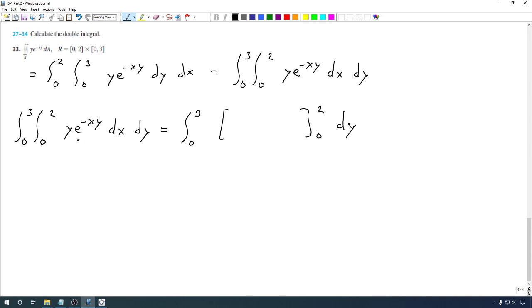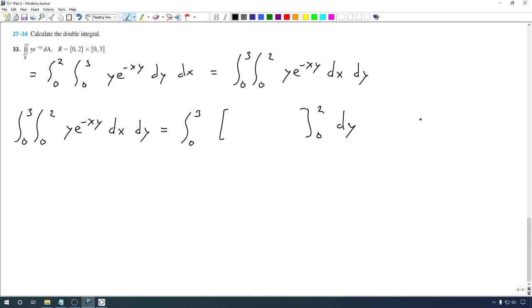Alright, so we are integrating y e to the minus xy with respect to x. Keep in mind, that is going to treat y as a constant. So we really just have a constant times e to a constant times x. And we want to integrate that. Now, how do we integrate that?